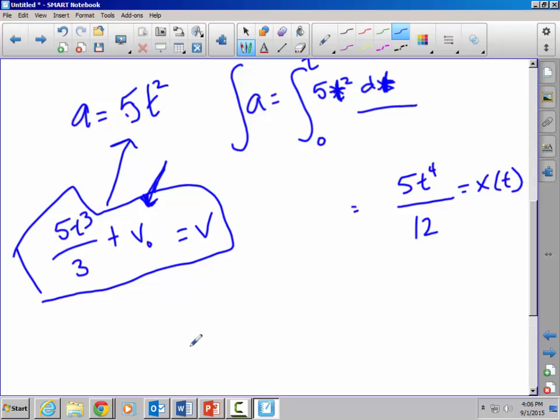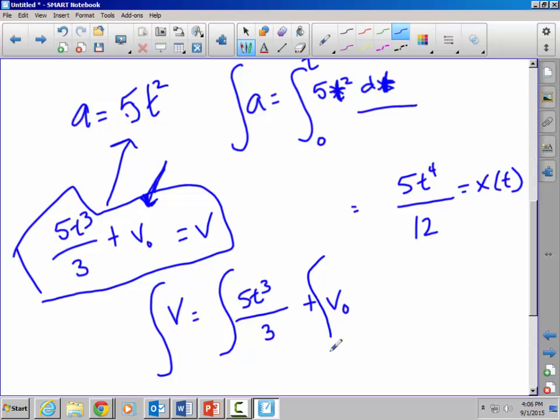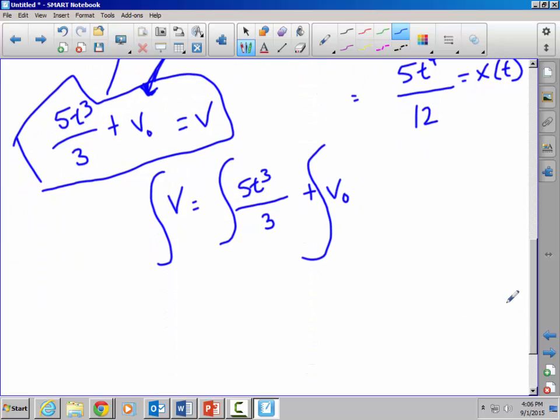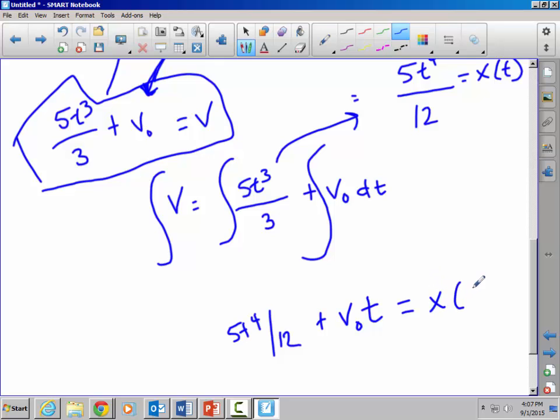So if I integrate this, let's try that again. The integral of V, 5t cubed over 3 plus v naught. Whenever you have addition and you're integrating, you just integrate each term separately, right? This guy will become 5t to the 4th over 12. And this guy becomes v naught t. And all that is your position.